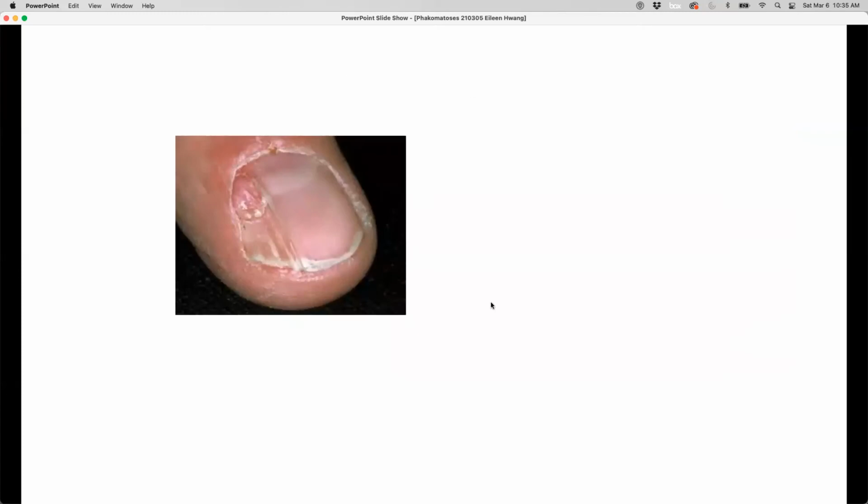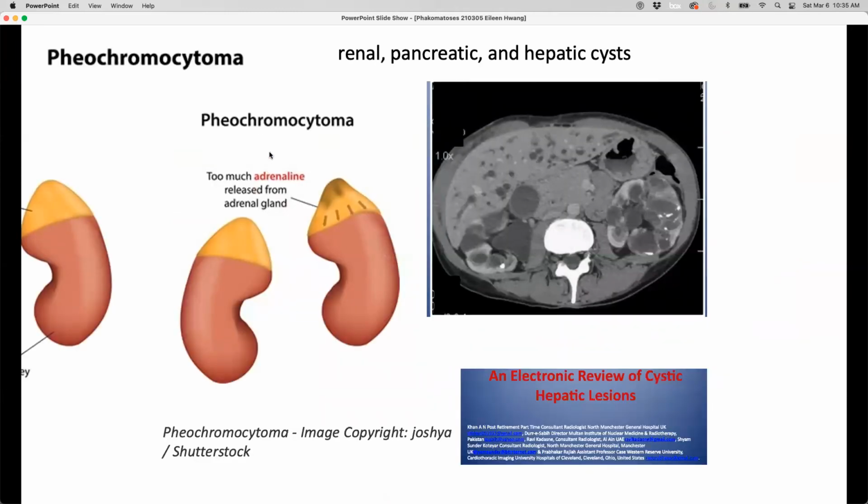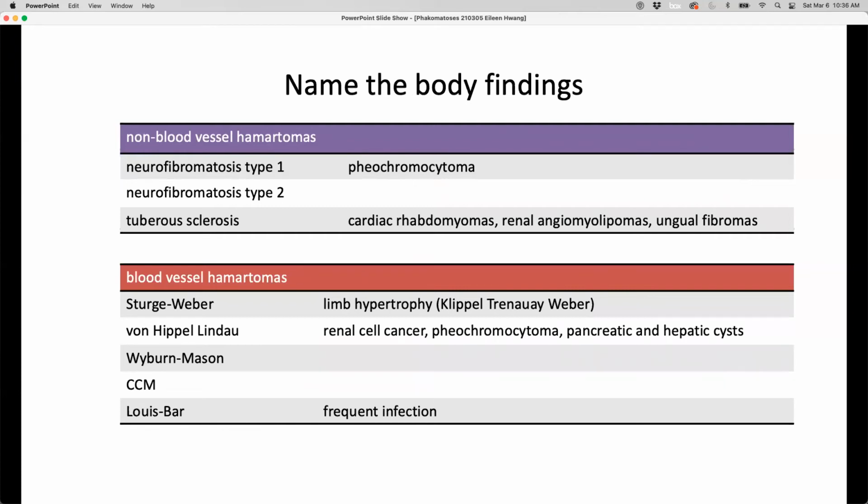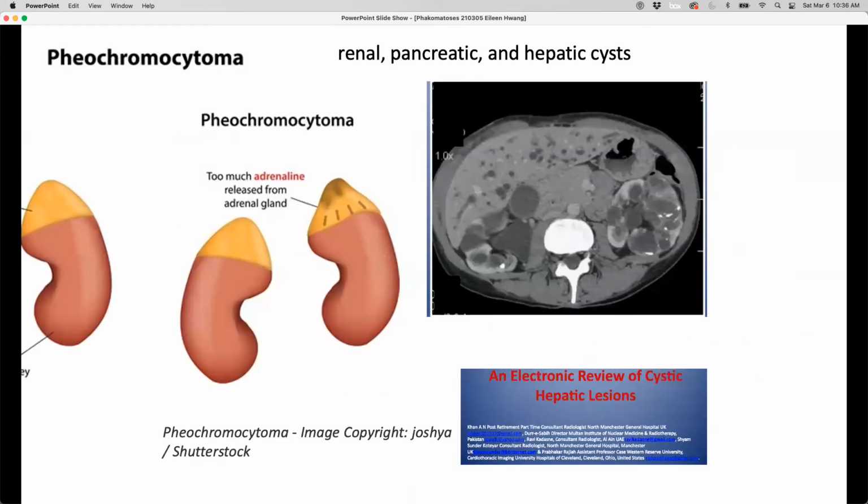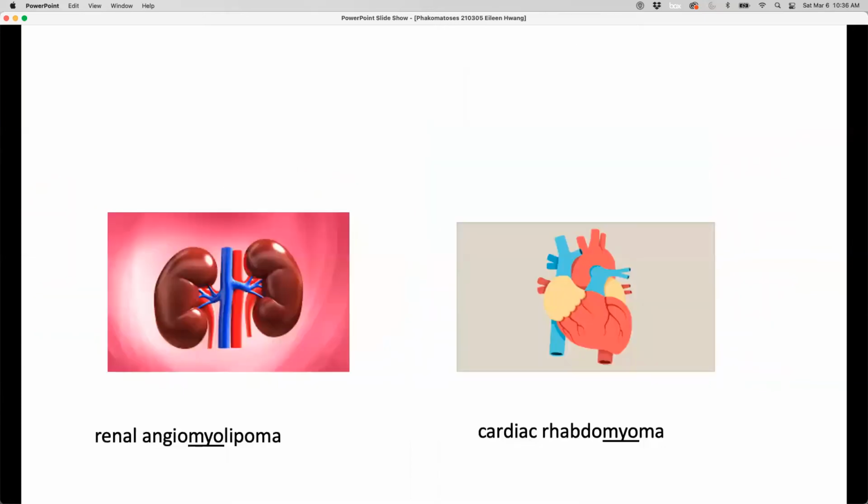Okay, so what's this a picture of? The ungual neurofibroma, or not neurofibroma, ungual in tuberous sclerosis. Yeah, ungual fibroma, excellent, tuberous sclerosis. And then which conditions cause pheochromocytomas? You said NF1 does. Yep, NF1. VHL also? Yep, and VHL. I'm just looking at this to make sure I'm saying it right. And then in VHL, they can also get renal, pancreatic, and hepatic cysts, as well as renal carcinoma.